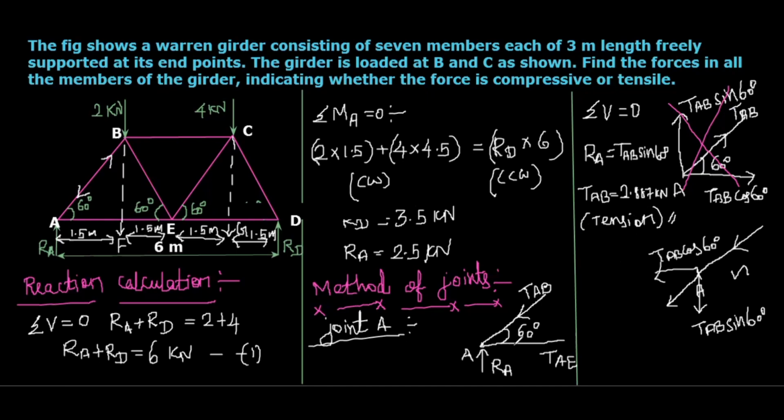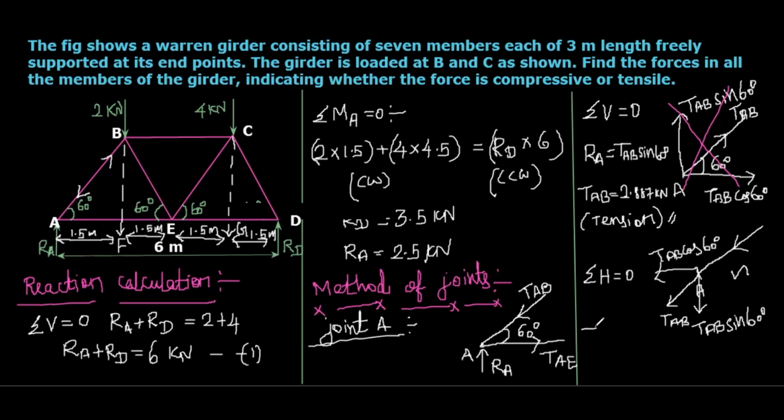Then tension in the member AE. Here you can see when you consider the TAB, that force is acting inward to the joint A, then the horizontal component, resolved component of the inclined force TAB, that will act towards left side. So this left side force should be compensated by the right side force, that is TAE. So here summation of horizontal forces equal to 0.